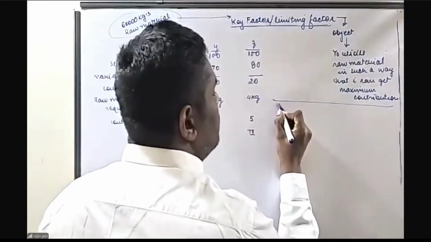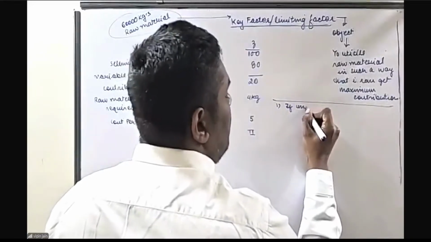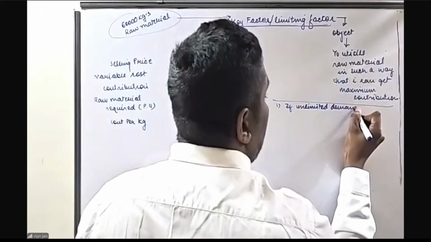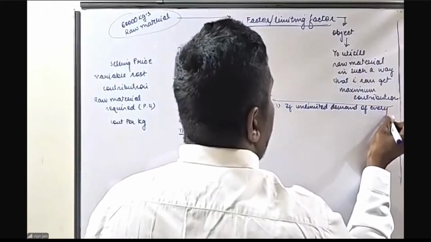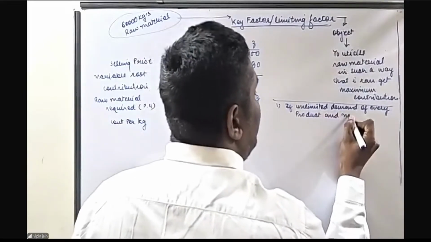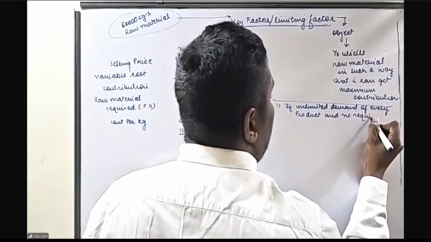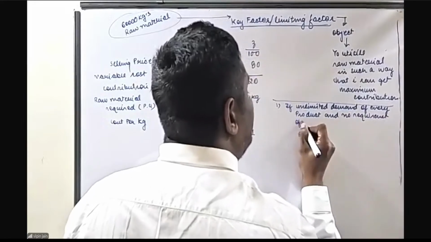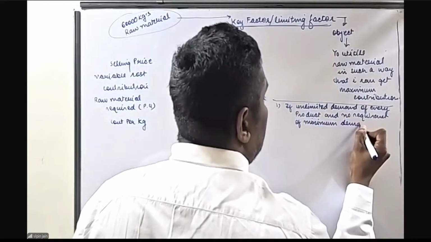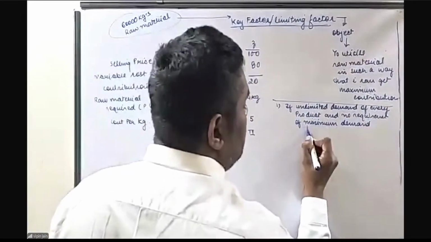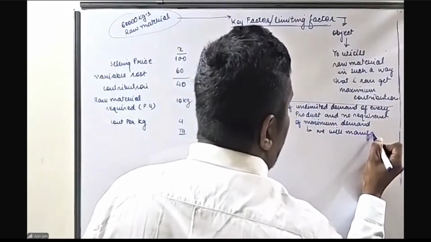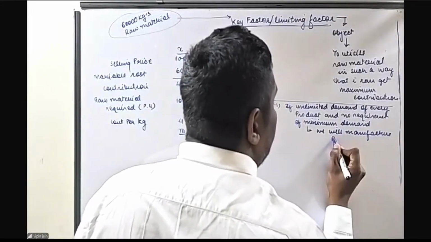So if unlimited demand of every product and no requirement of minimum demand, then we will manufacture product Y.